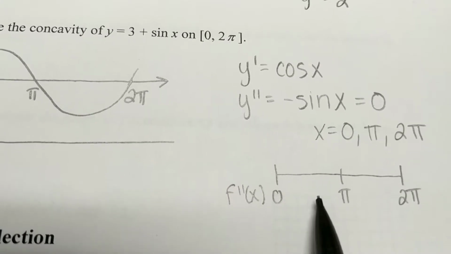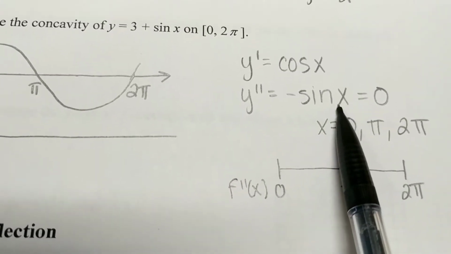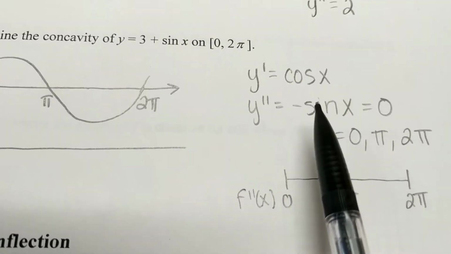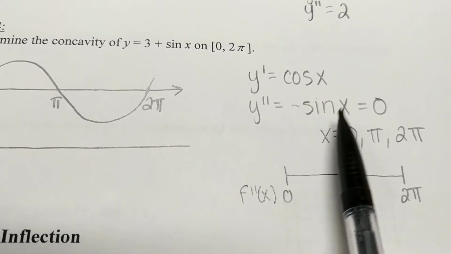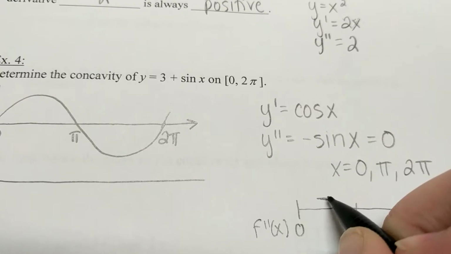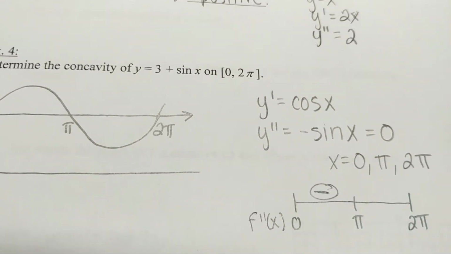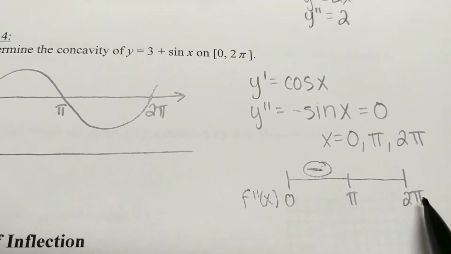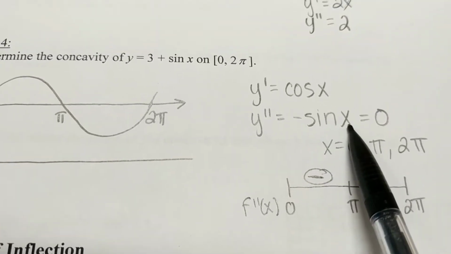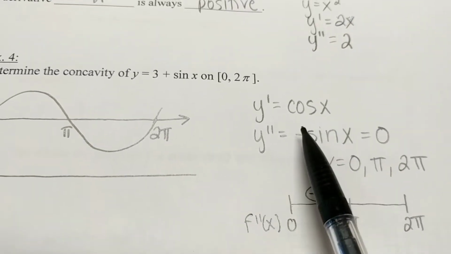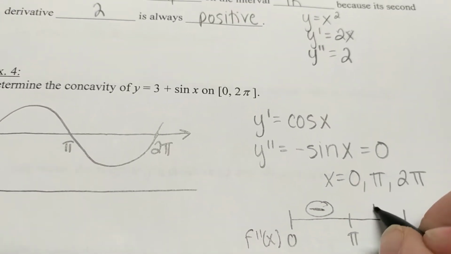When I plug in pi halves to negative sine of x, sine of pi halves is 1, so -1 means this one is negative. And if I plug in a number between pi and 2 pi, I pick 3 pi halves. Sine of 3 pi halves is -1, so -1 is positive.